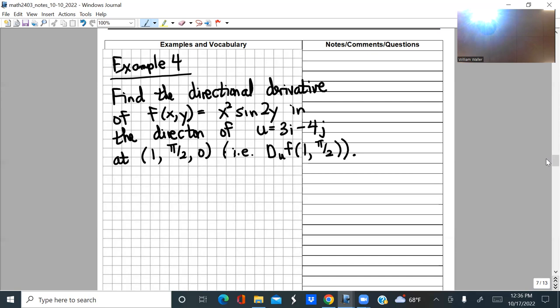All right, but before we do that, we still need to practice this a little bit more, although it's pretty easy. So let's take a break here, and then we'll look at a couple more examples of finding directional derivatives.